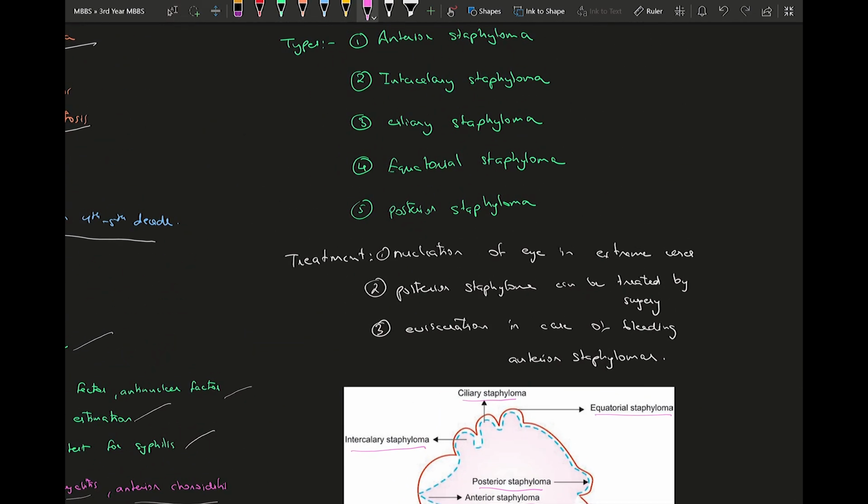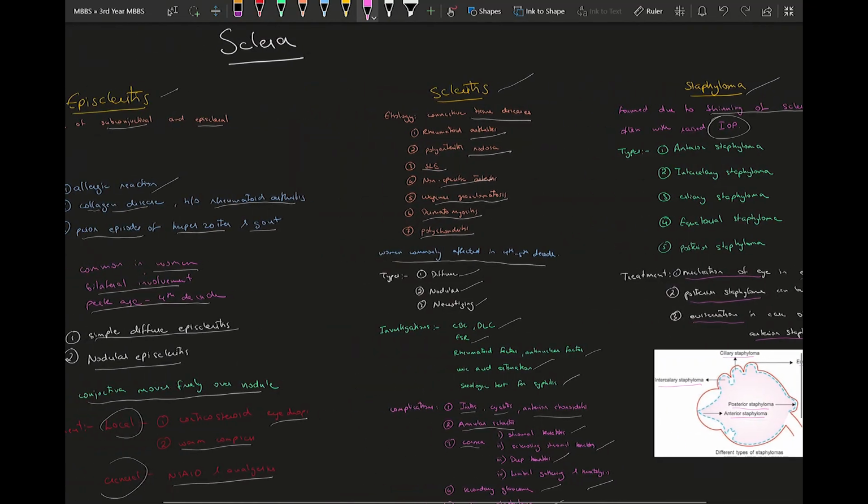The treatment for this condition, you don't have any specific treatment, but in case of extreme facial disfigurement, you can do enucleation of the eye. And then in case of posterior staphyloma, you can do some kind of surgery to strengthen the sclera over there. And then evisceration in case of a bleeding anterior staphyloma. So that is all about the diseases of the sclera.